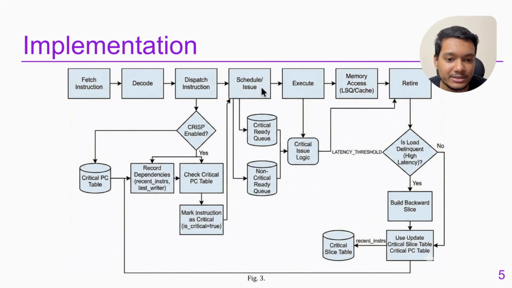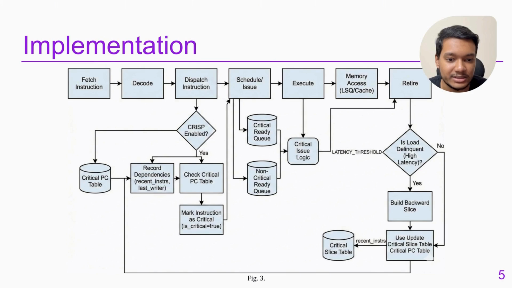Now we move on to the schedule or issue stage. This is where the magic happens. We split the ready queue into two, critical ready queue and non-critical ready queue. The critical issue logic ensures that if any critical instruction is ready, we move it directly to execution, bypassing all the older non-critical instructions.